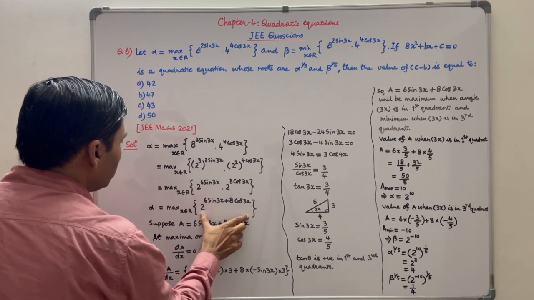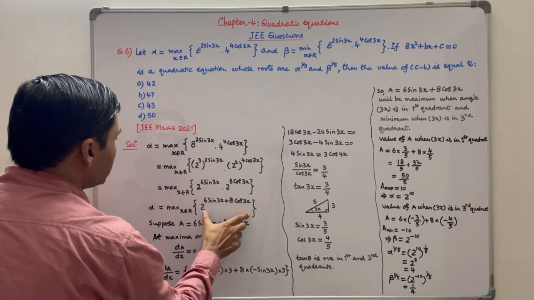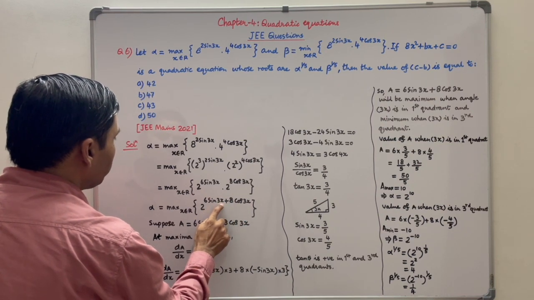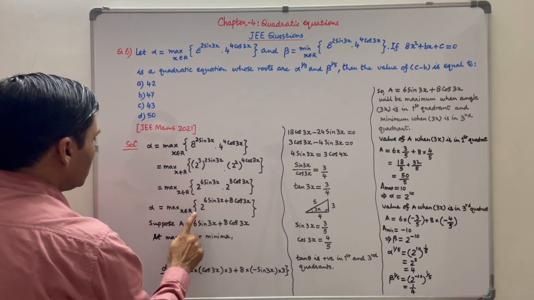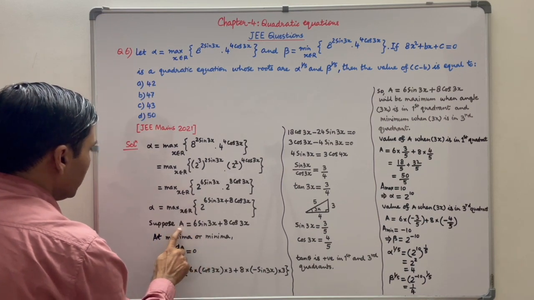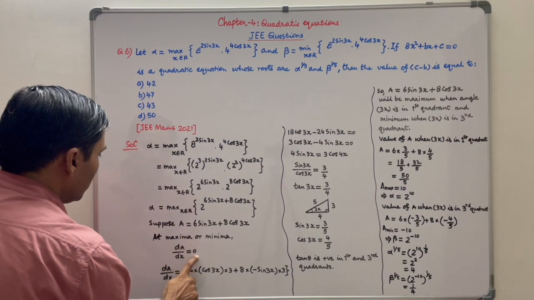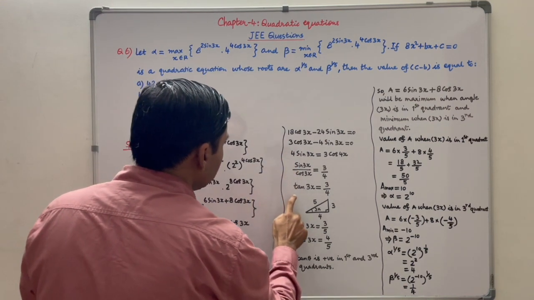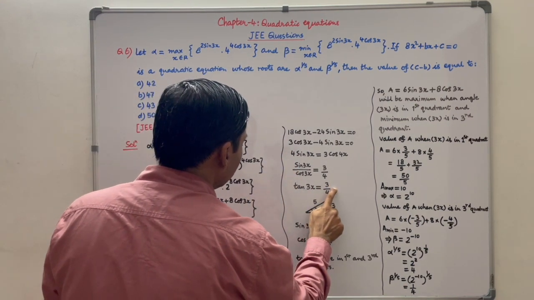Now this will be maximum when power is maximum and this will be minimum when power is minimum. So suppose power is equal to A. So at maxima or minima, dA upon dx is equal to 0. So this gives tan 3x is equal to 3 by 4.